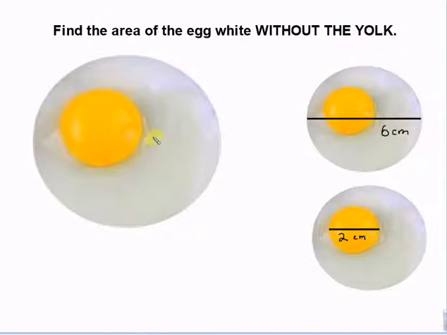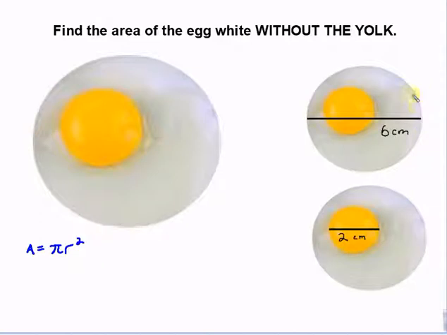What we're going to do is find the area of the larger circle that includes the egg white and the yolk, and then we're going to subtract out the area of the yolk itself. So let's go about doing that. First off, we need to find the area of the larger circle and everything inside of it. We'll do that by using, once again, pi r squared. So our area formula is pi times r squared.